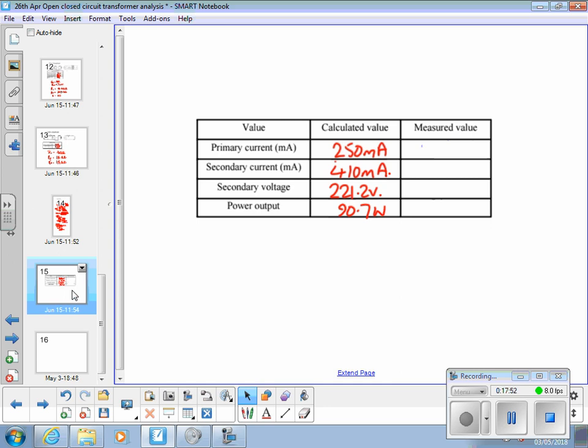So the process was: do open and short circuit tests, use those results to work out the model parameters for the simplified model, place them in the model, calculate the values. Now we'll just pop over and have a look and see what we get in comparison on the real transformer.